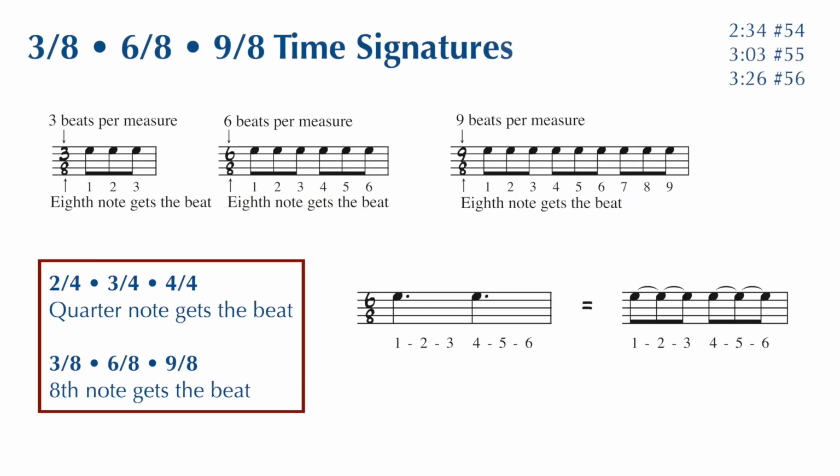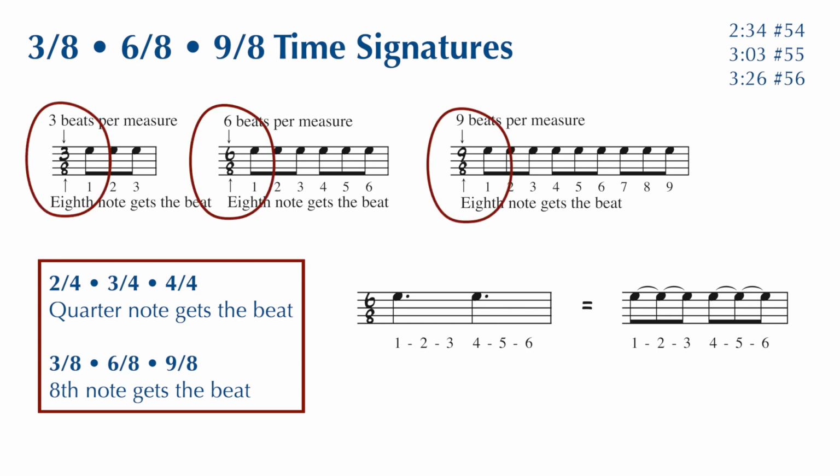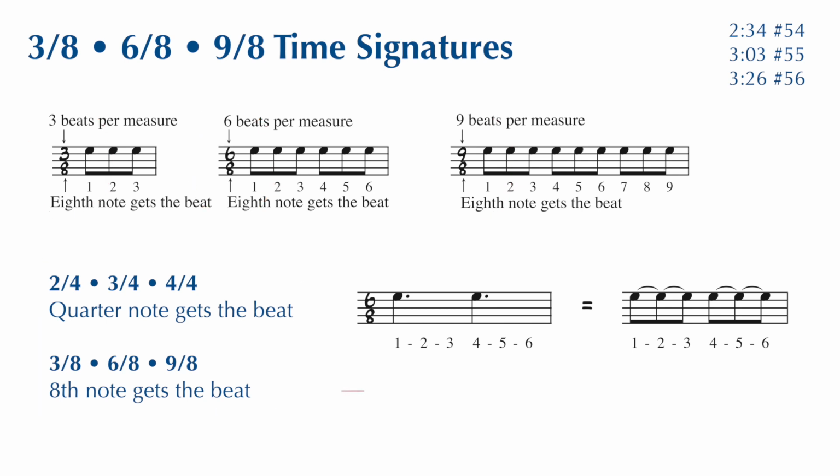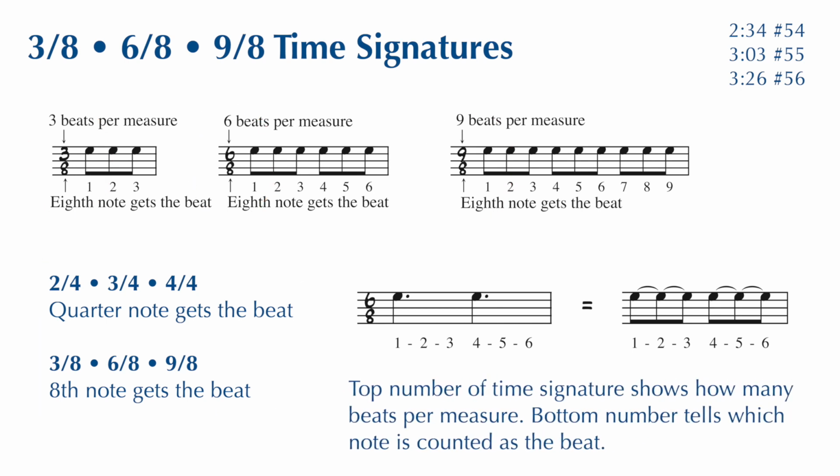In the time signatures you've learned so far, 2/4, 3/4, and 4/4, the basic beat is the quarter note. In 3/8, 6/8, and 9/8 time signatures, the basic beat is now the eighth note. Remember, in your time signatures, the top number tells you how many beats per measure, the bottom number tells you what kind of note is counted as the beat. So in 3/8 time, we have 3 beats per measure, with the eighth note getting counted as the beat. So those notes in that 3/8 example would be counted 1, 2, 3, 1, 2, 3, 1, 2, 3.